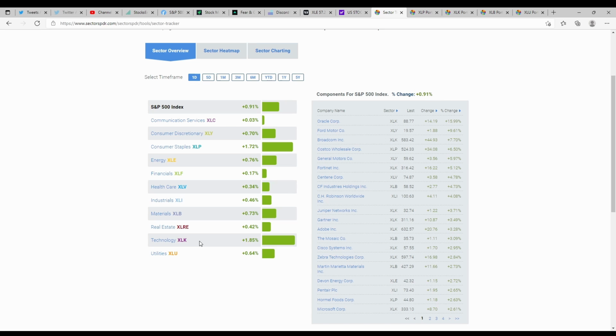Game systems, TVs, bikes, anything to have any fun with. You don't have the money for discretionary stuff. So that's the reason why you see discretionary backing up a little bit and staples going forward. Energy is up, it's looking pretty decent. Technology is doing really good. Utilities good, and materials good.